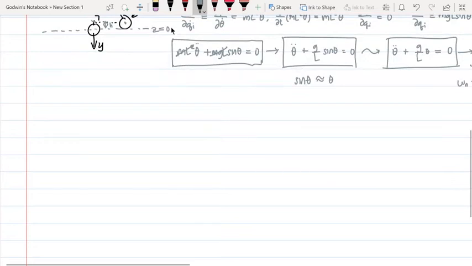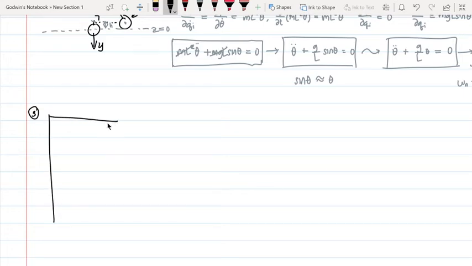Okay, now finally we have this chaotic system. We have a wall and a ceiling, and then we have a pendulum bob that's swinging around.